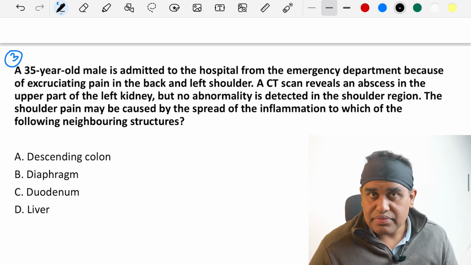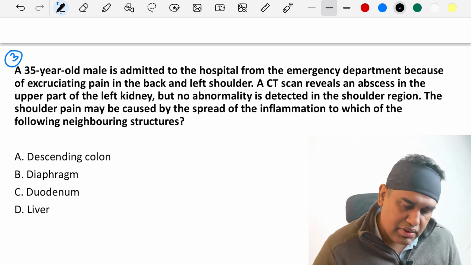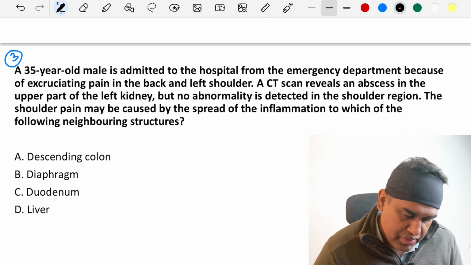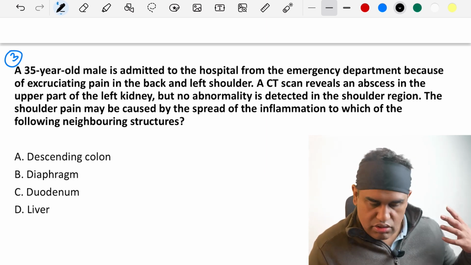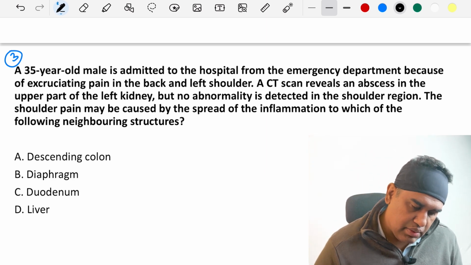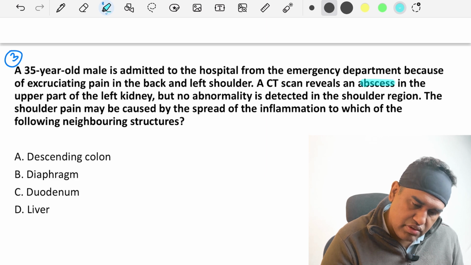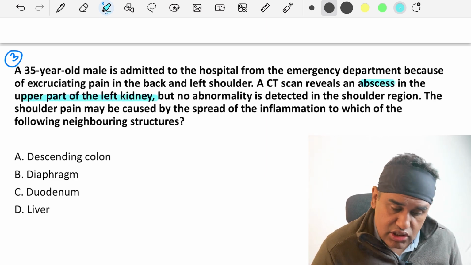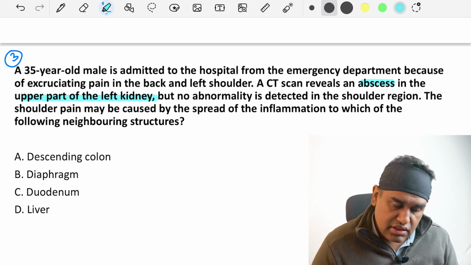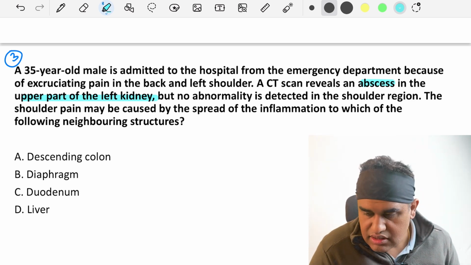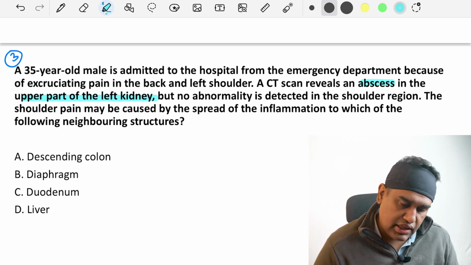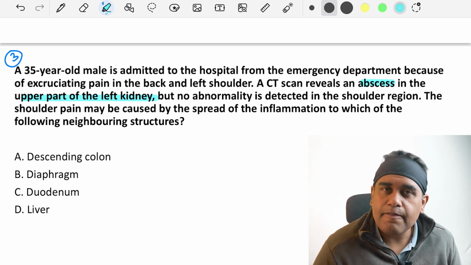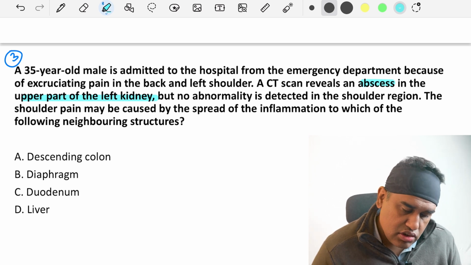Coming to the third question. A 35-year-old male is admitted to the hospital from emergency because of excruciating pain in the back and left shoulder. CT reveals an abscess in the upper part of the left kidney, but no abnormality is detected in the shoulder. CT is different and signs and symptoms are different. The patient came with pain in the back and also pain in the shoulder. CT is showing a problem in the kidney.